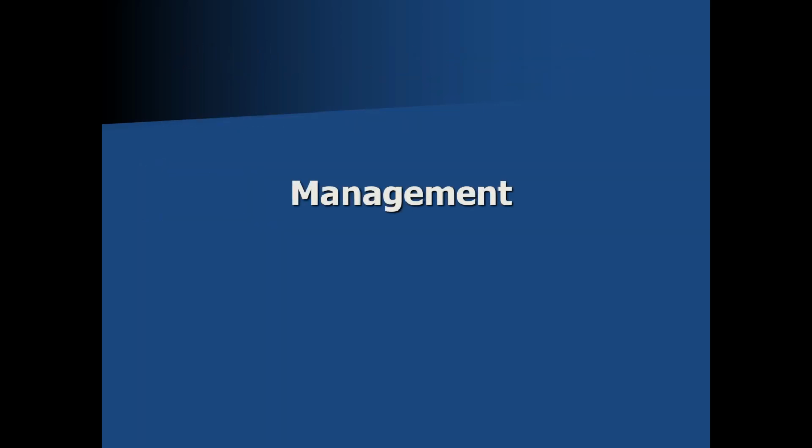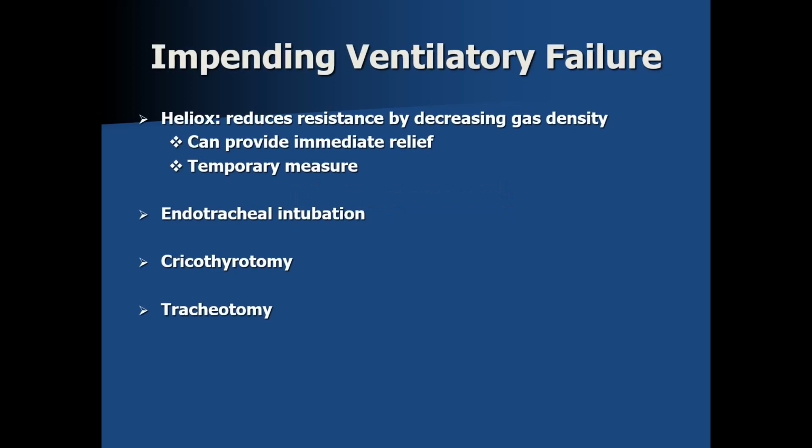Now we're going to proceed to discussing management of upper airway obstruction. Patients who are in impending ventilatory failure, as determined by physical findings and by monitors like desaturation on the pulse oximeter, require immediate relief. For some patients, Heliox will work by reducing airway resistance because it decreases gas density. It can provide immediate relief, however, it is only a temporary measure. Other patients in impending ventilatory failure will require emergency airways, such as endotracheal intubation, cricothyrotomy, or even tracheotomy.